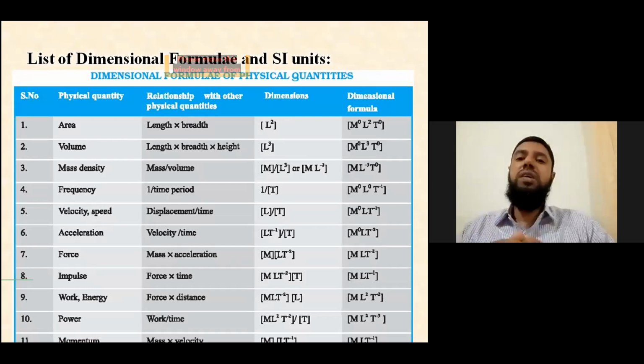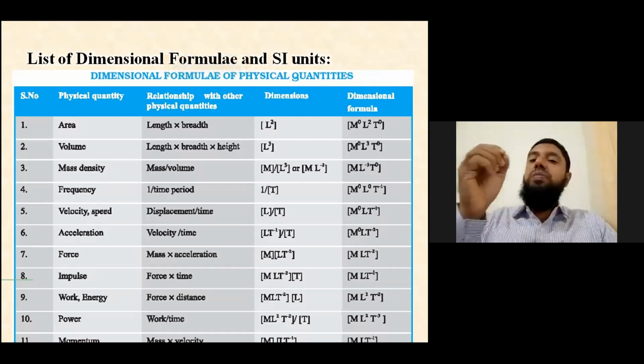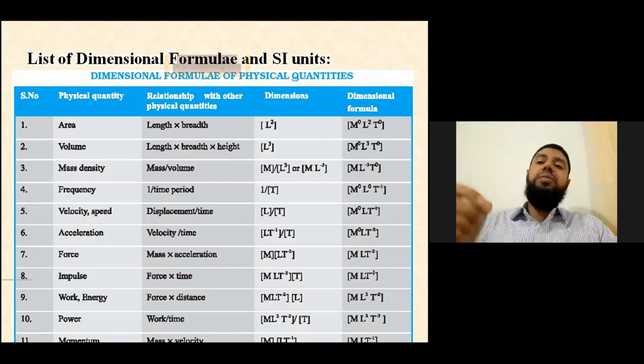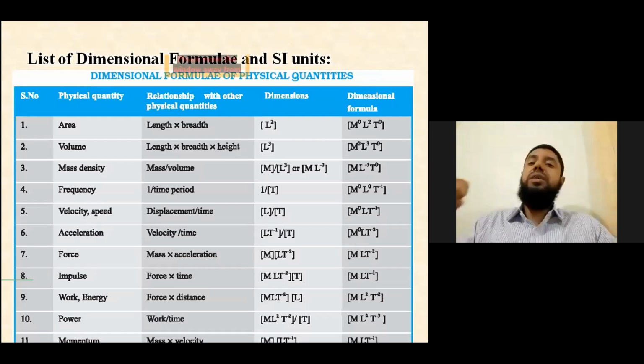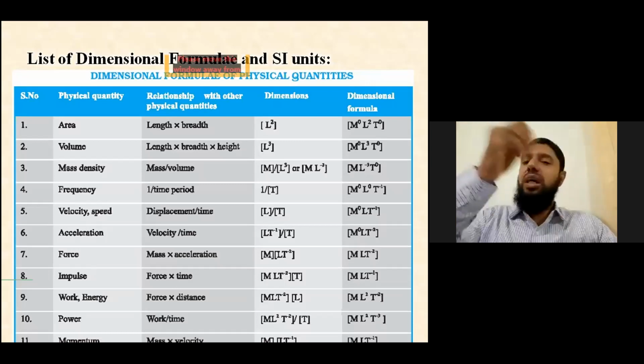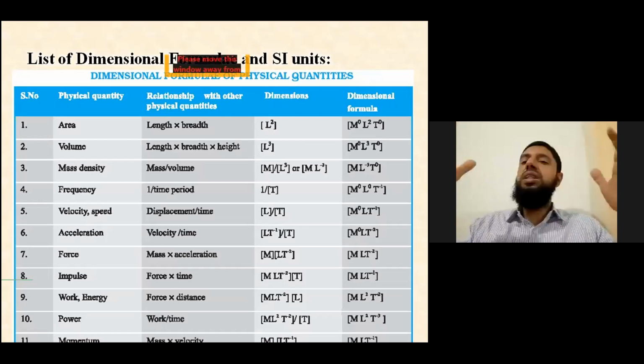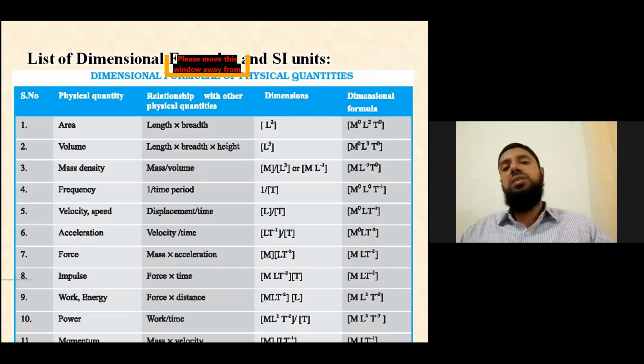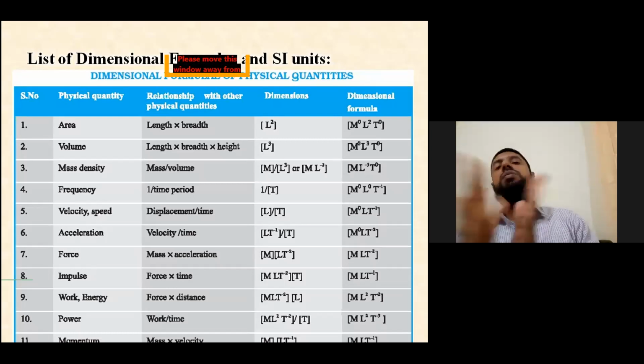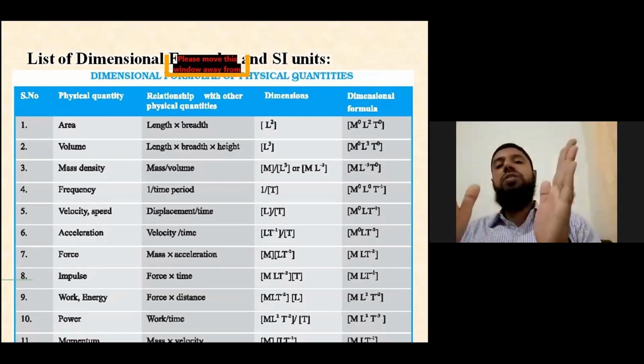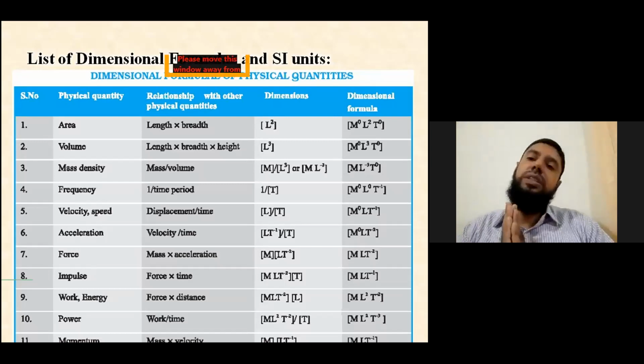In my view, I will suggest to all the student community: write with your pen, write with your hand. Take pen and paper, write it on the paper, make a tabular column and make some important lists, because these are very important. Among them, the very important one is the dimensional formula of physical quantities.